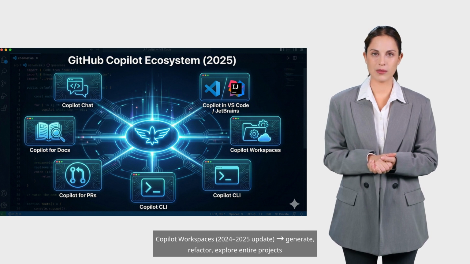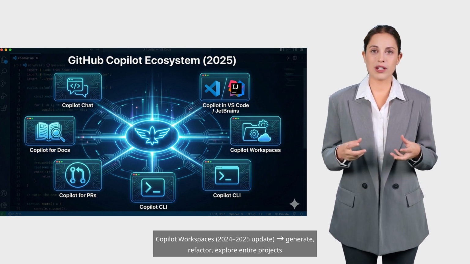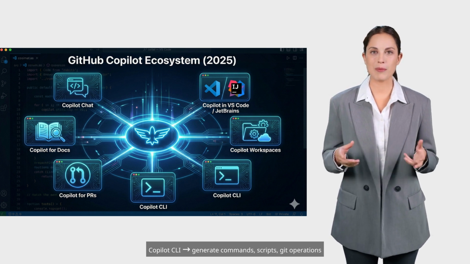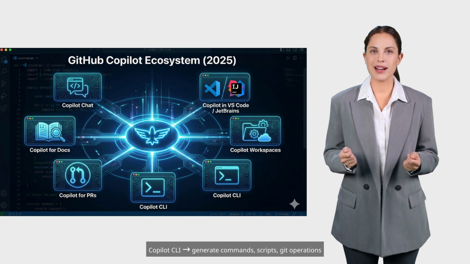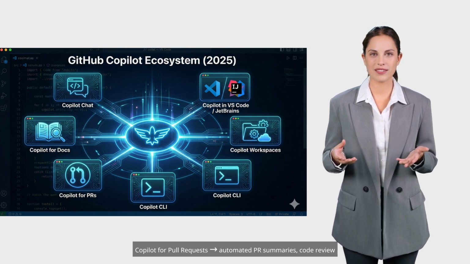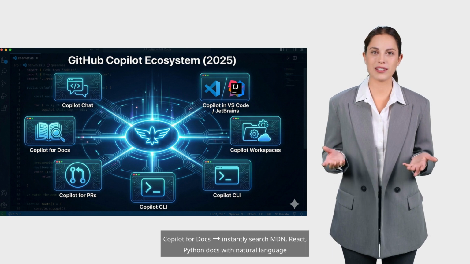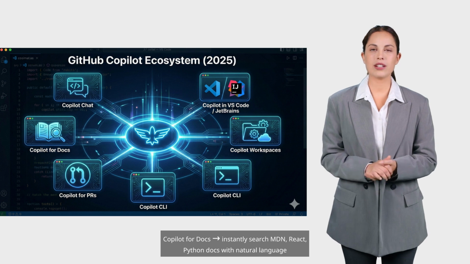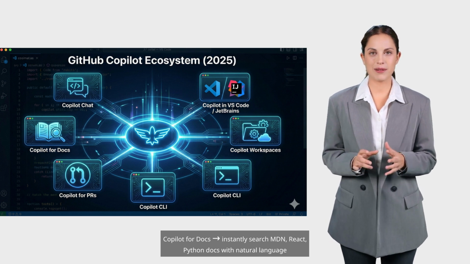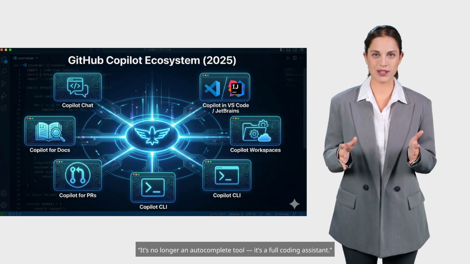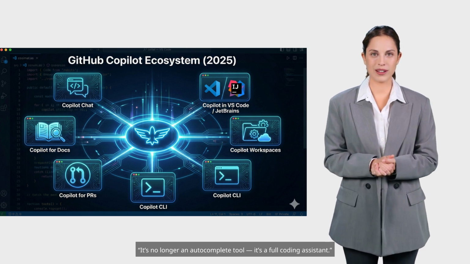2024 to 2025 update: generate, refactor, explore entire projects. Copilot CLI: generate commands, scripts, Git operations. Copilot for pull requests: automated PR summaries, code review. Copilot for docs: instantly search MDN, React, Python docs with natural language. It's no longer an autocomplete tool. It's a full coding assistant.